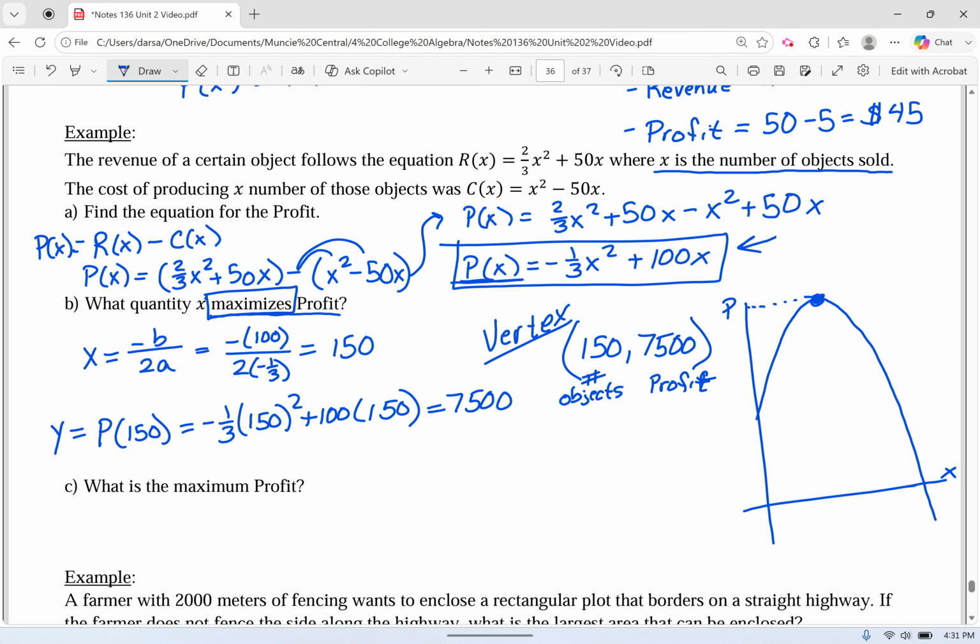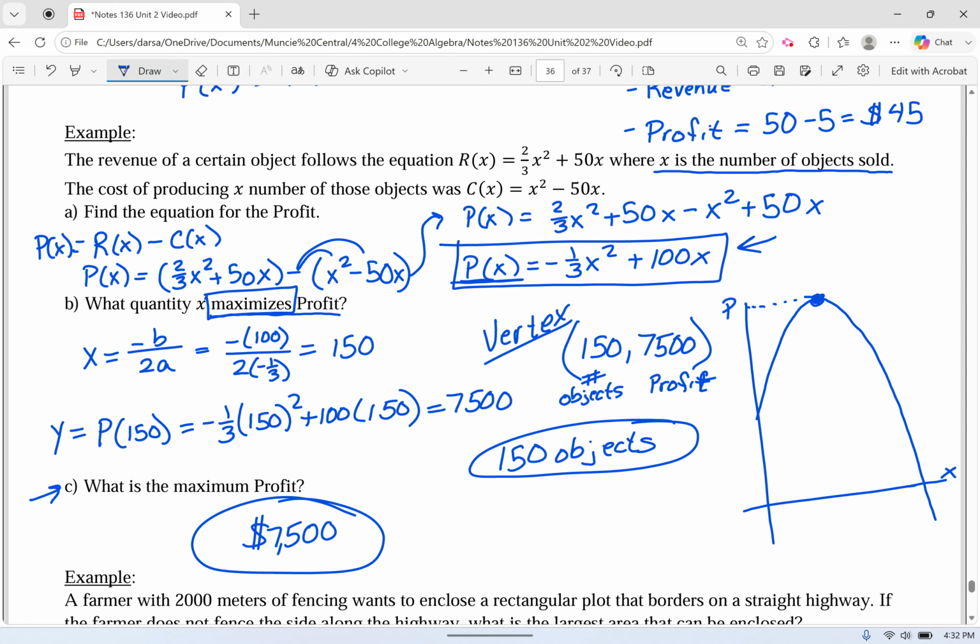So when the question asks, what quantity X maximizes profit, are they asking for the number of objects or the 7,500? Well, what quantity X maximizes profit? We need to make 150 objects to maximize our profit. If we make more or less, we're not making as much money as we possibly could. The second question here is, what is that maximum profit? Well, remember, profit is money. So 7,500, that is the profit that we are making when we make and sell that maximum amount of objects.